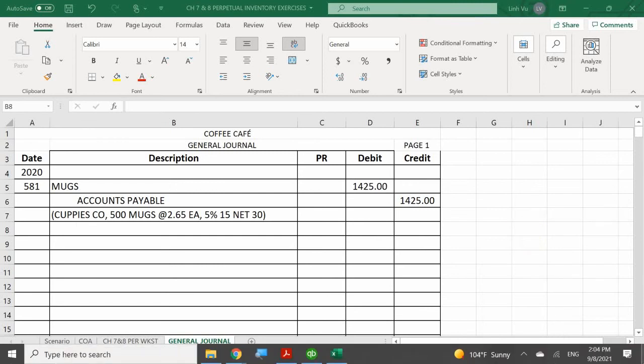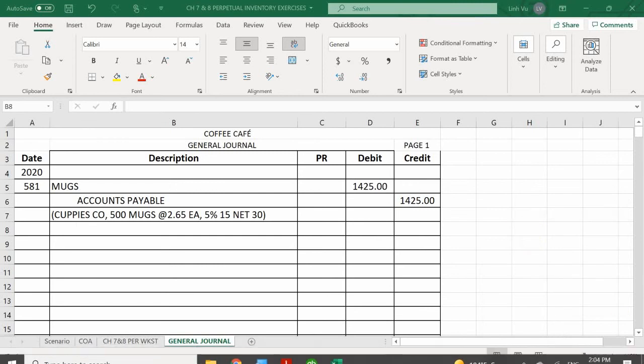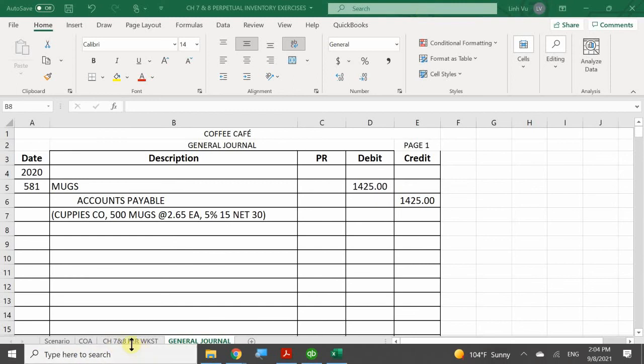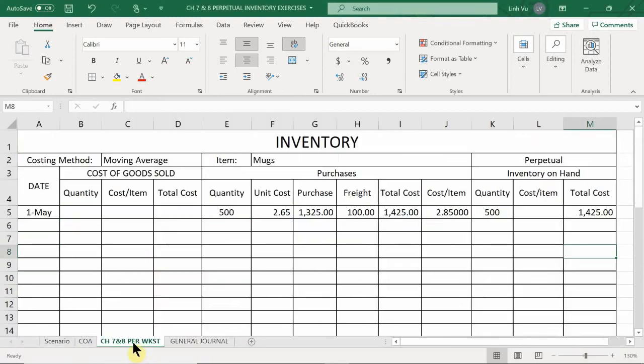All right, so continuing on. So we're going to go ahead and plug in our numbers into our inventory worksheet. So here I plugged in the date. We purchased 500 units at $2.65 each. And then we have a total purchase price of $13.25 plus $100 of freight, giving us a total of $14.25.